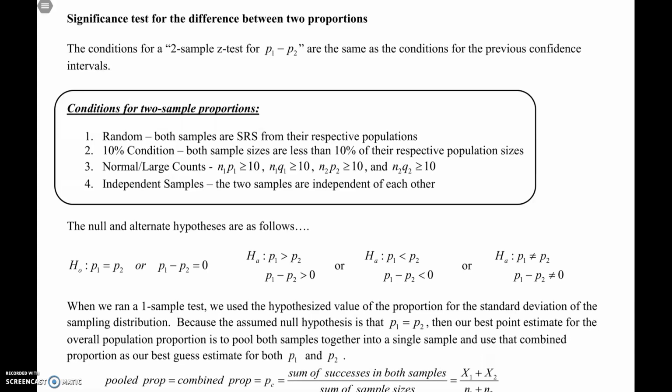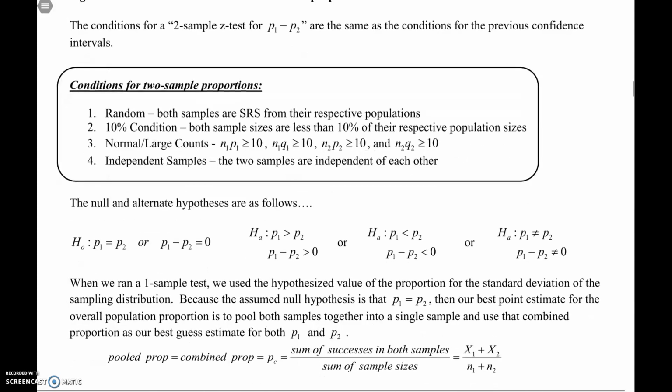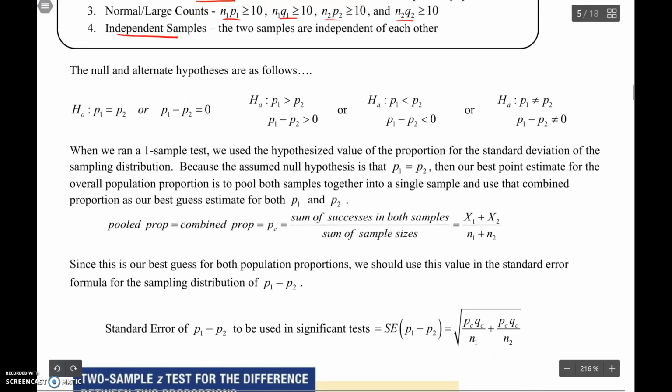All right, so significance tests for the difference between two proportions is not much different. It's just a hypothesis test. The conditions are the same. Both samples are random. Both samples pass the 10% condition. All four large counts check out, and independent samples exactly the same.